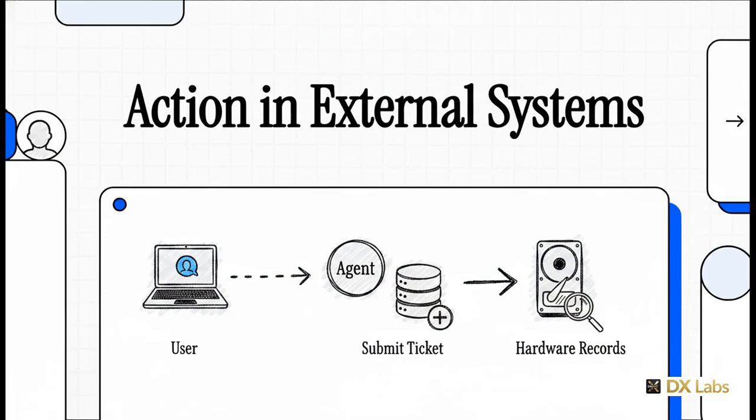Imagine an IT service desk at a massive bank. Your AI assistant doesn't just chat with you to troubleshoot a broken laptop, it actually submits a replacement ticket into a live database and instantly pulls your hardware records. That's what happens when a chatbot stops just talking and starts doing actual work. So let's break down the logic of how we connect an agent to these real-world systems.